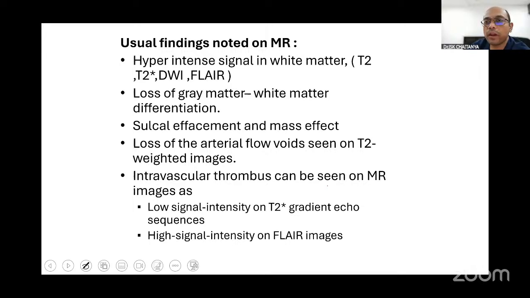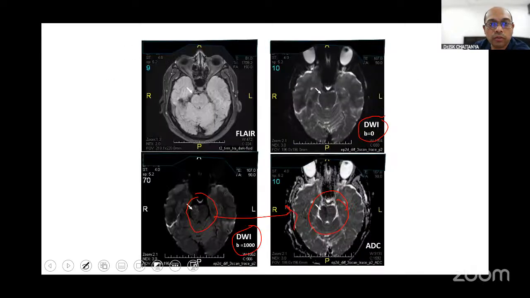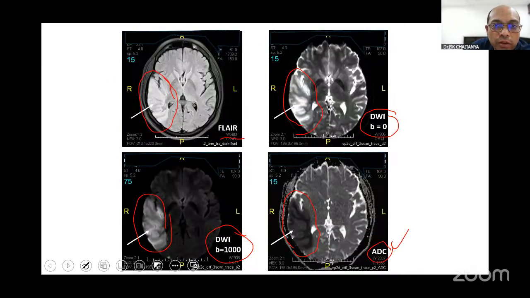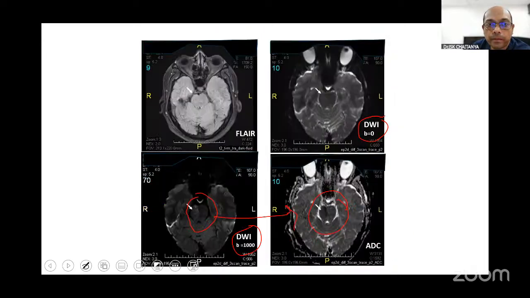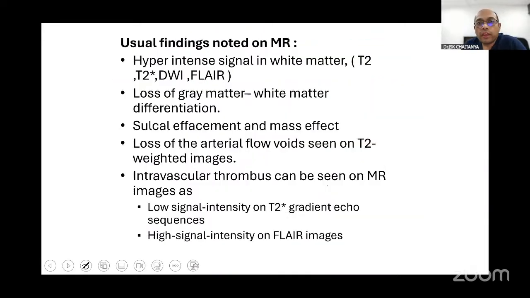We see a hyperintense signal in the brain on a DWI or a FLAIR image. We see loss of gray matter, white matter differentiation. I think on this image we have all seen. On the opposite side, you can see gray matter and white matter differentiation, but here it is lost. We see loss of sulcal spaces because of the edema.